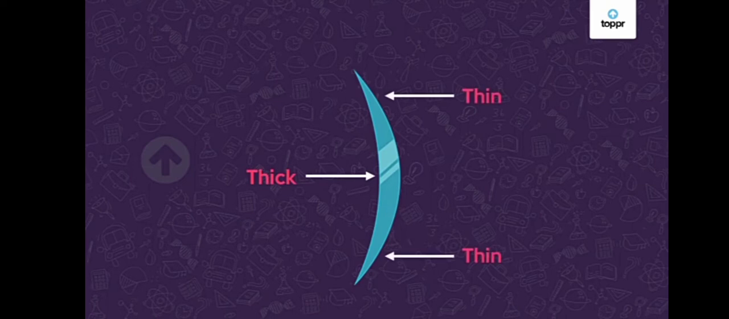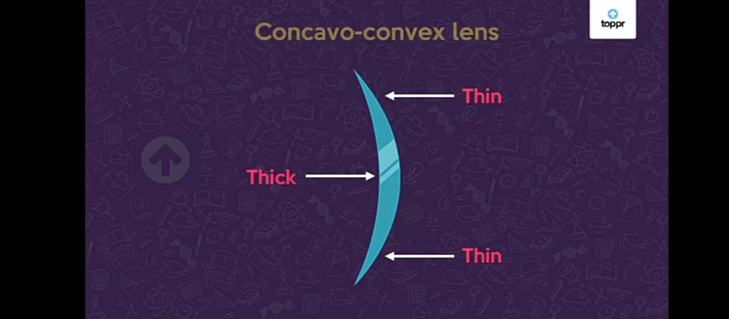Now look at this special lens. Both surfaces are curved, but one surface is bulging out while the other is bending in. But it is thick in the middle and thin on the edge. So it is a convex lens. Such a convex lens is called a concavo-convex lens.